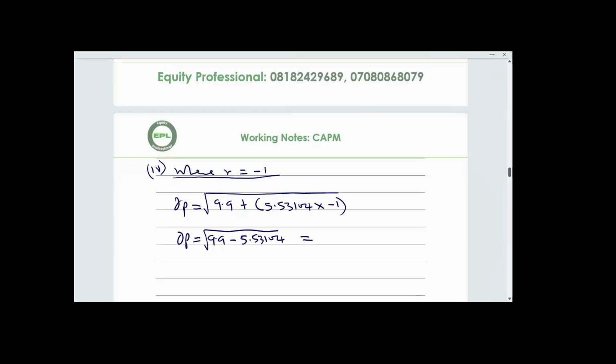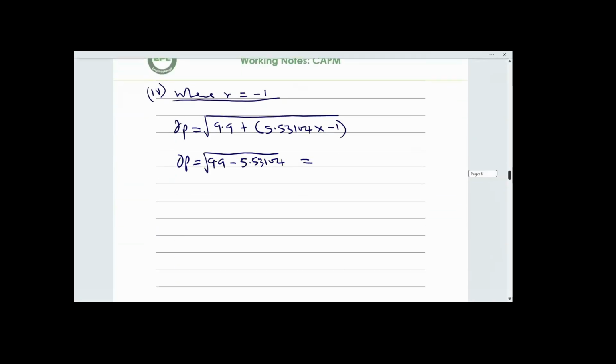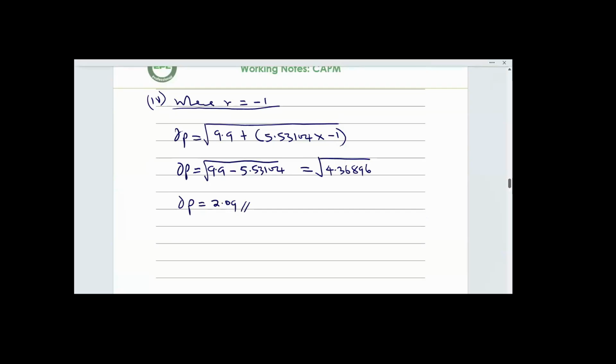What do you have? 9.9 minus 5.53104 is 4.36896. So what's the square root of that? The square root of it is 2.09. All right. So the examiner is now asking you, what conclusion do you draw?